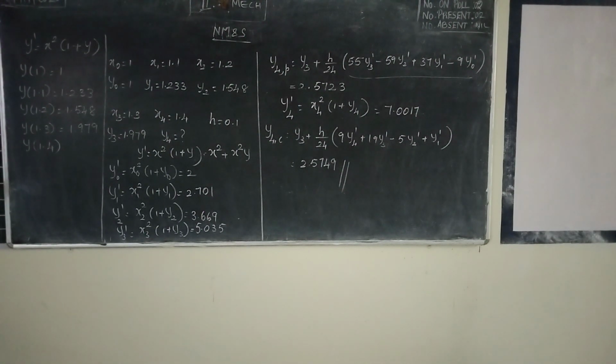What is the conclusion you will write? Hence, the approximate value is. That word is important, so write "hence" the approximate value is y4 equal to 2.5749. If you get it as 50, write it as 50. Hence the approximate value is y4 equal to whatever answer you got, you write it, 50 or 49.